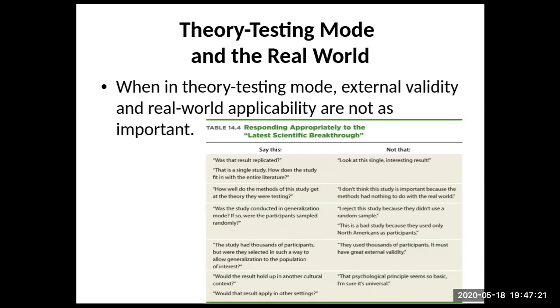That's a very responsible way of asking about external validity, not, oh, they used thousands of participants, so obviously it has to have great external validity. Maybe they grabbed participants from a Republican National Convention. Is that really going to be generalizable? Maybe in Texas.